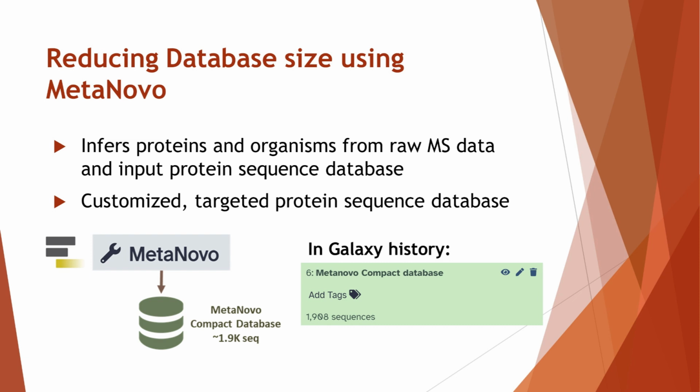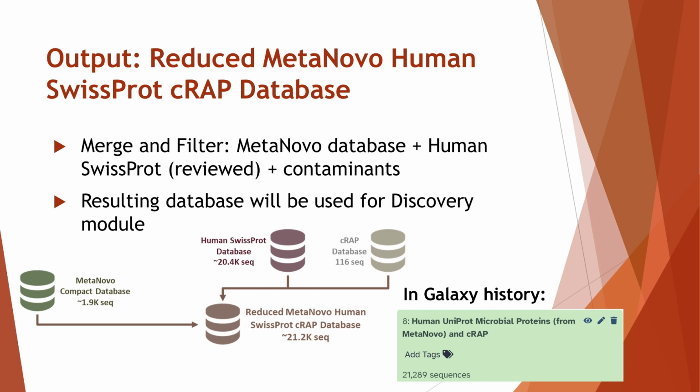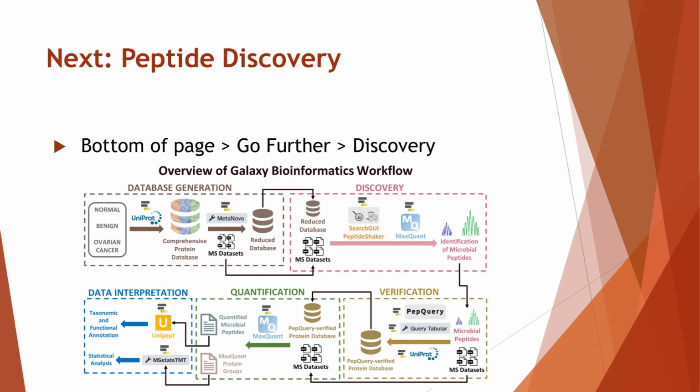This brings us to the last step for this module. The compact Metaproteomics database will be merged and filtered with the Human SwissProt and contaminant databases to generate the reduced database that will be used for peptide discovery in the next module. We perform this merging and filtering step again because we want to make sure that any human and contaminant matches can be selected out later on in our analysis. If you cannot generate this output, that's okay. We will provide you with the inputs for each module.